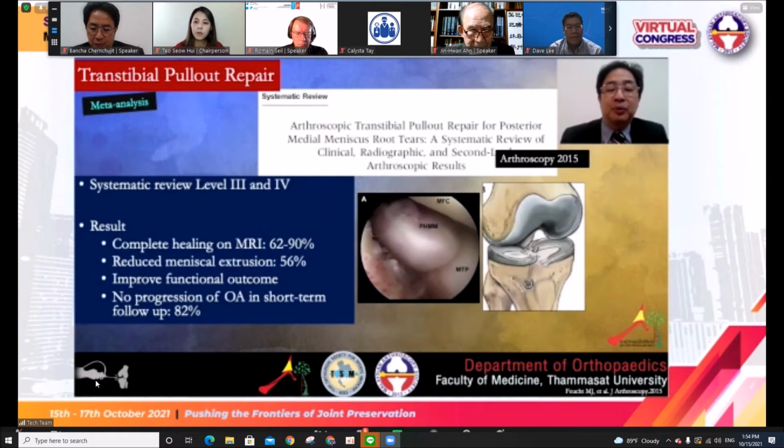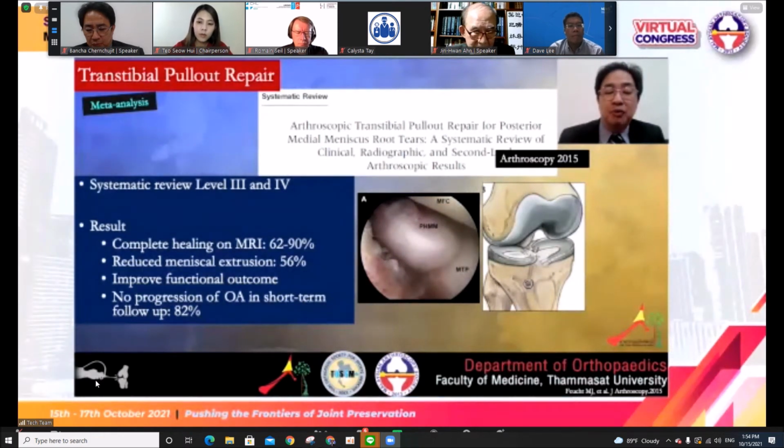In systematic review, complete healing on MRI varies from 60 to 90%. Extrusion was reduced only by half. Most patients improve functional outcome after the surgery. 80% have no progression of osteoarthritis in short-term follow-up.